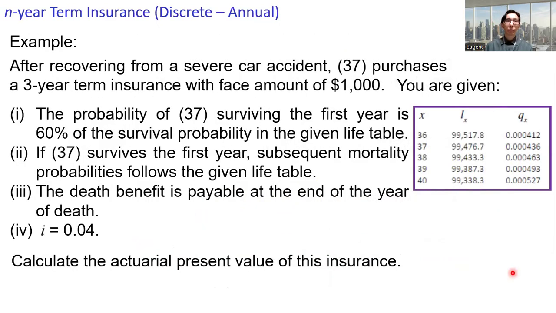Another example. After recovering from a severe car accident, an individual currently at age 37 purchases a 3-year term insurance. The face amount is 1,000. Given that the probability of surviving the first year is 60% of the survival probability in the given life table, and if the individual survived the first year, subsequent mortality probabilities will follow the given life table. The death benefit is payable at the end of the year of death, i is 0.04. Calculate the actuarial present value, the APV, of this insurance.